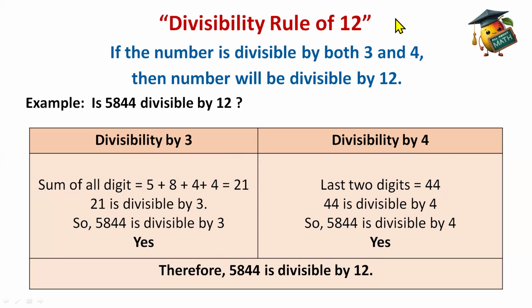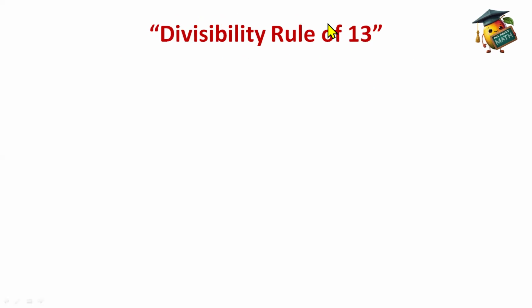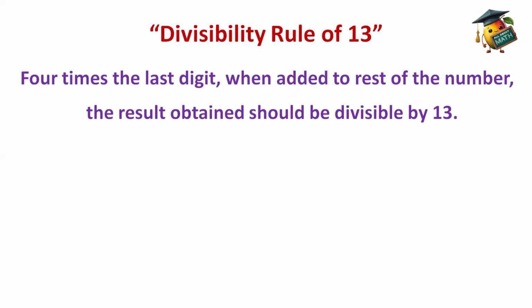So for 12, the rule is you just need to check the divisibility rule of 3 and 4 because 3 fours are 12. Now divisibility rule of 13. 4 times the last digit when added to the rest of the digits, the result obtained should be divisible by 13. It is like 7, but a bit different.